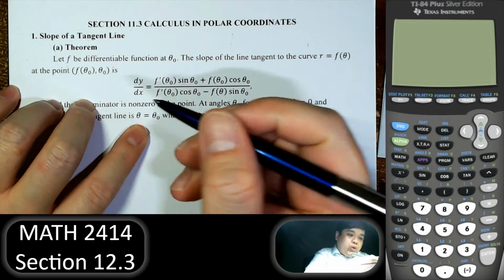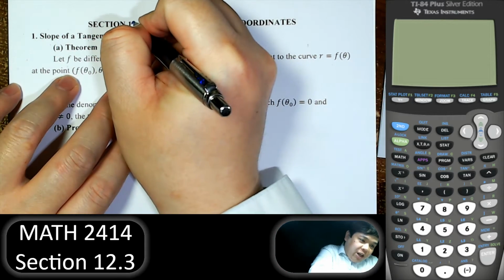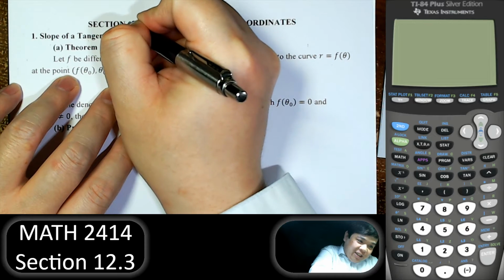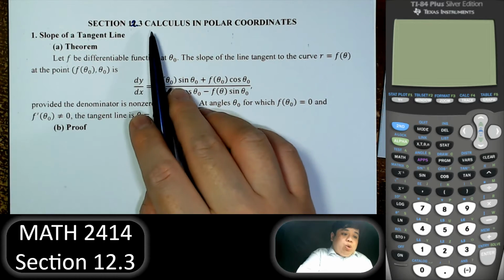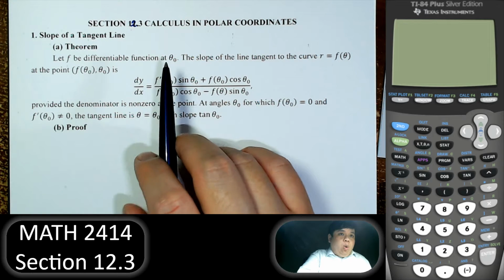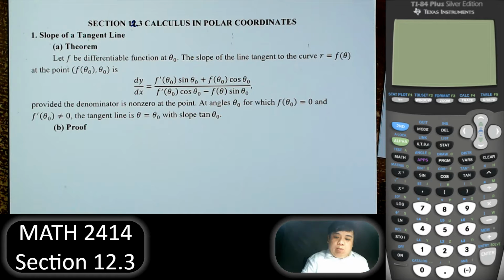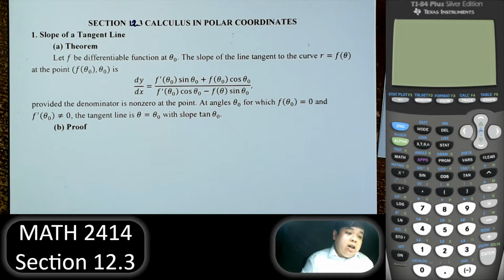We go to section 12.3, actually 12.3, not 11. We will study calculus in polar coordinates. We reviewed polar coordinates in the previous section. Now this time we'll study the calculus.